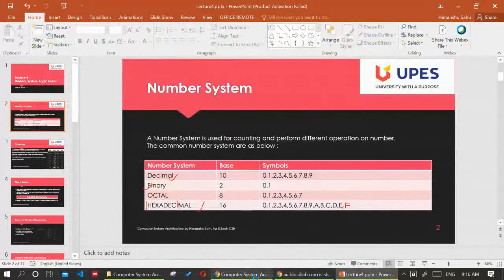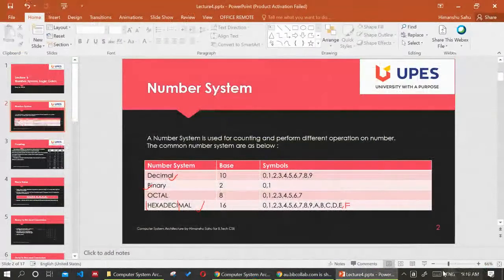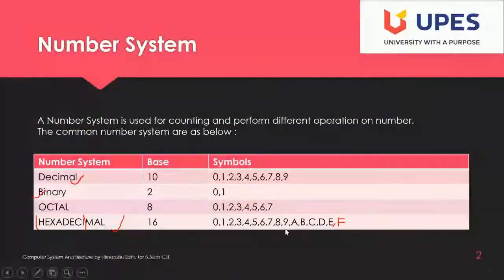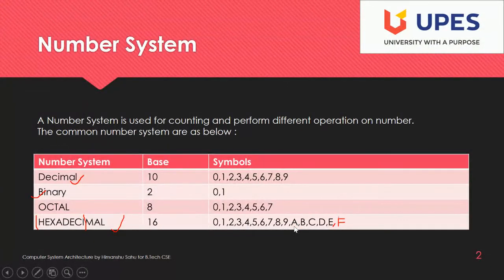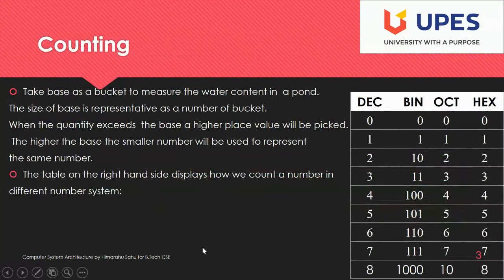Okay, A represents 10. After 9, the same sequence will be followed. So A represents 10, B represents 11, C represents 12, D represents 13, E represents 14, and F represents 15. This is normally because after that we don't have any symbols in decimal. That's why we started using the alphabets from the English characters. So F represents 15. We'll see over here also.